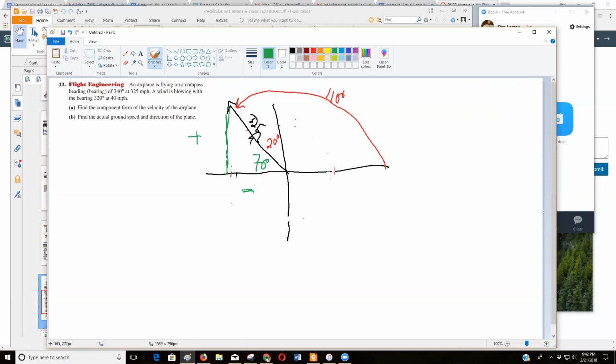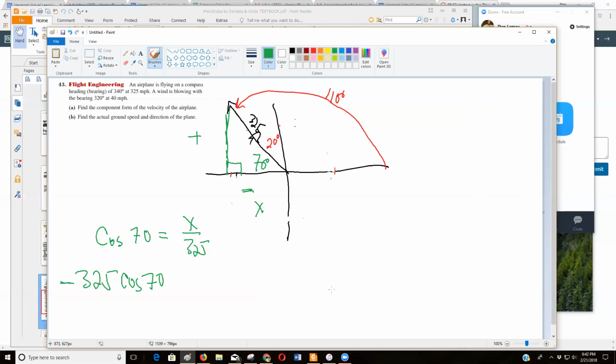So all we really have to think about is the x value, the horizontal part of this airplane's force. If you think about it as cosine of 70 degrees equals x over 325, we can think of that as 325 times the cosine of 70. And of course, we know that the x is negative in that quadrant, so we'd have to stick a negative here.